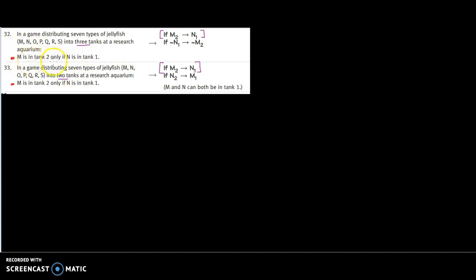M is in tank 2 only if N is in tank 1. When you make a logical deduction, at least on the LSAT, what we're really doing is we're stating that if a certain scenario occurs, we'll just call it X, that must mean that Y happens as well. Now, the idea is there's only one path. If I place X in a certain position, that must lead inexorably to Y being placed in a certain spot. And that happens when we have this, right? M is in tank 2 only if N is in tank 1.